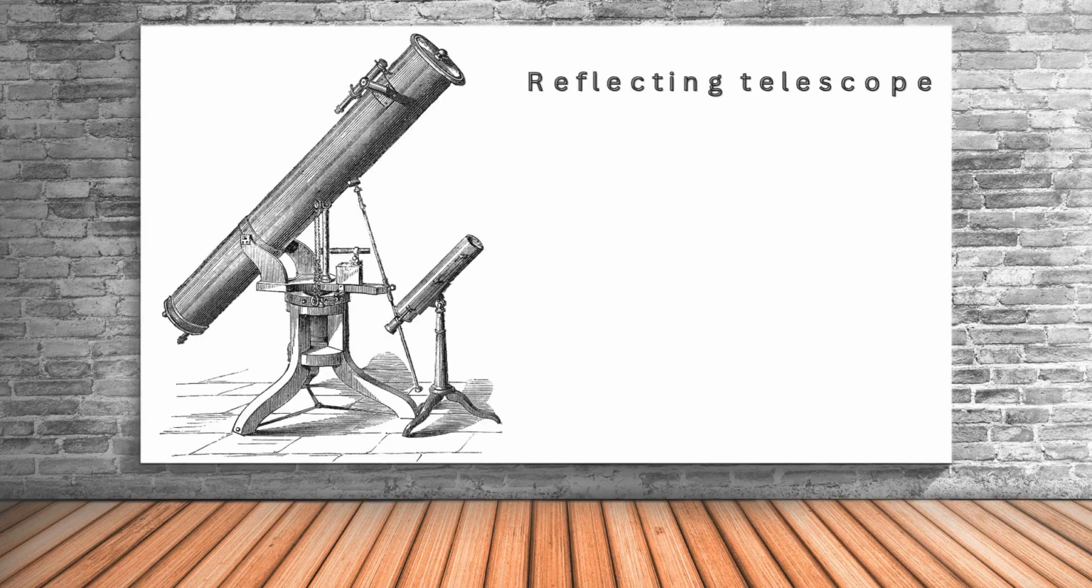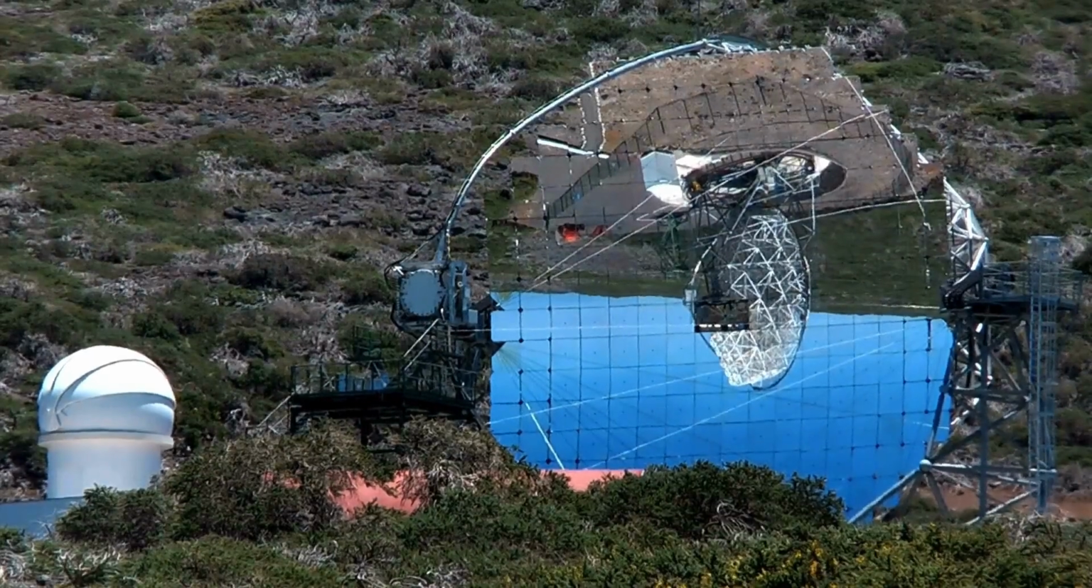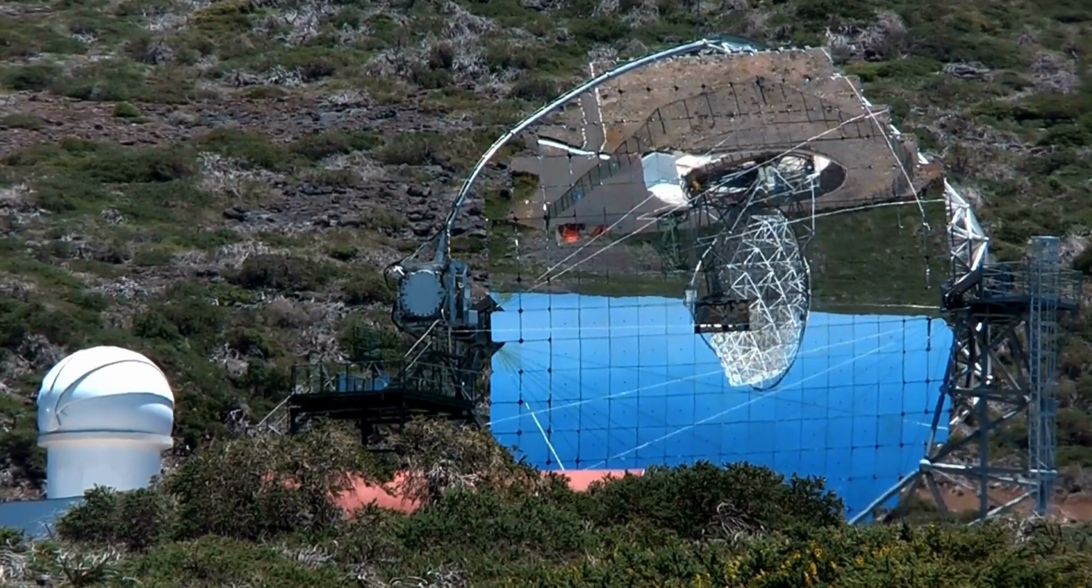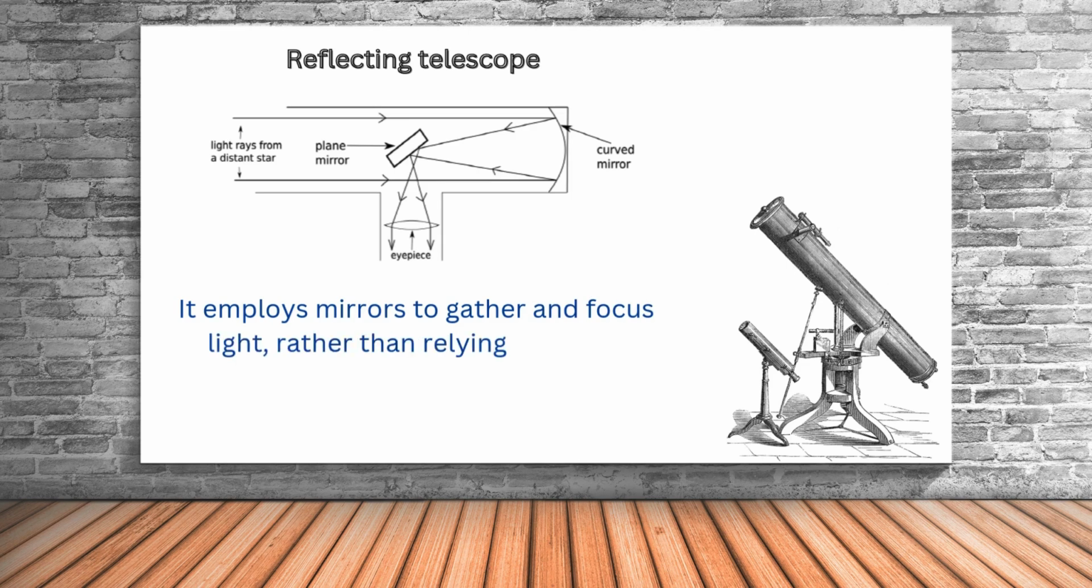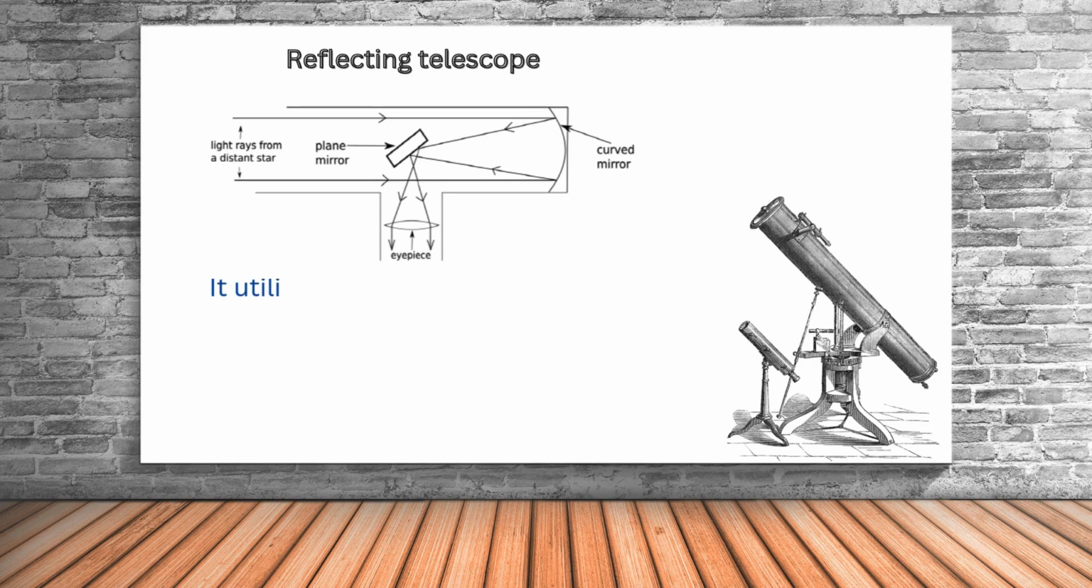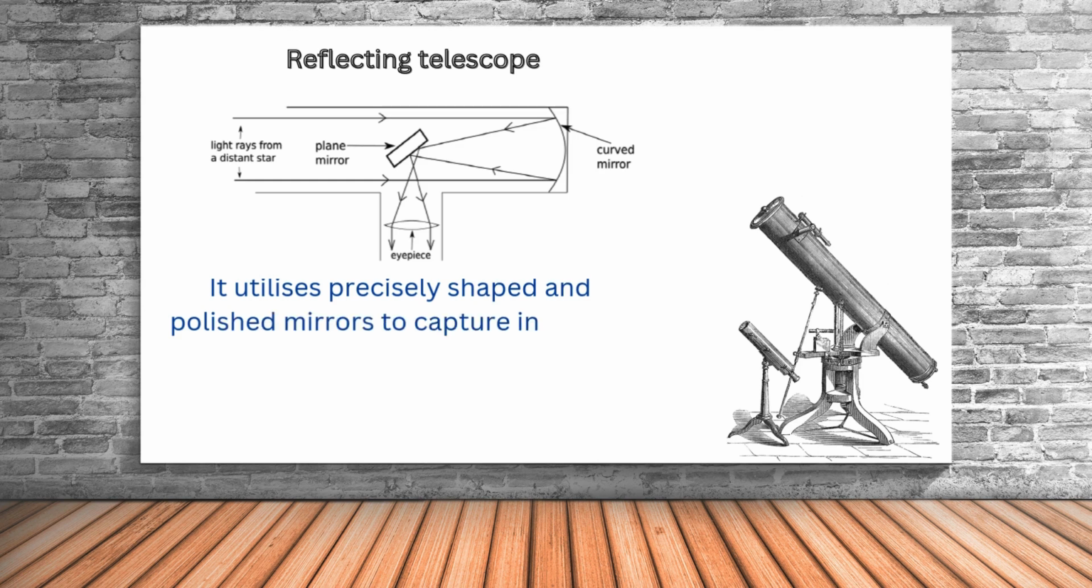This is a reflecting telescope. Reflecting telescopes revolutionized our ways of looking into the sky. They employ mirrors to gather and focus light rather than relying solely on lenses as in their refracting counterparts. These telescopes utilize precisely shaped and polished mirrors to capture incoming light and reflect it to a focal point where it forms an image for observation.